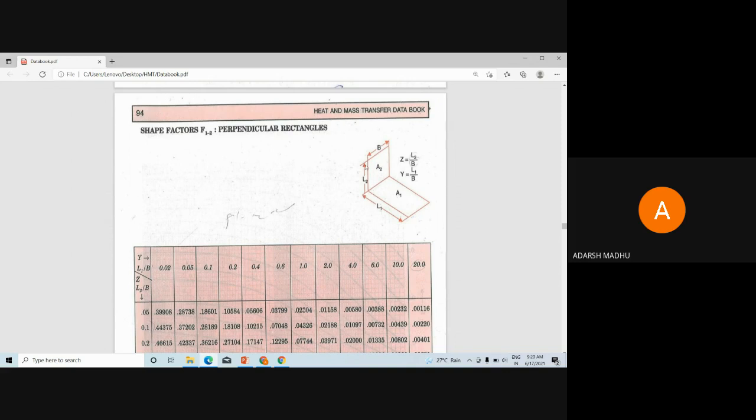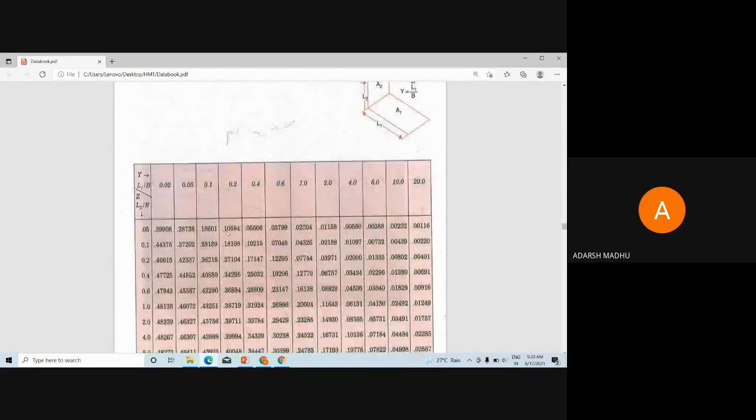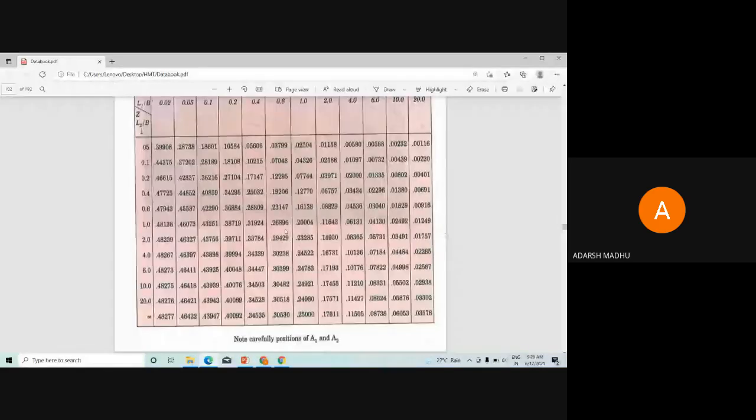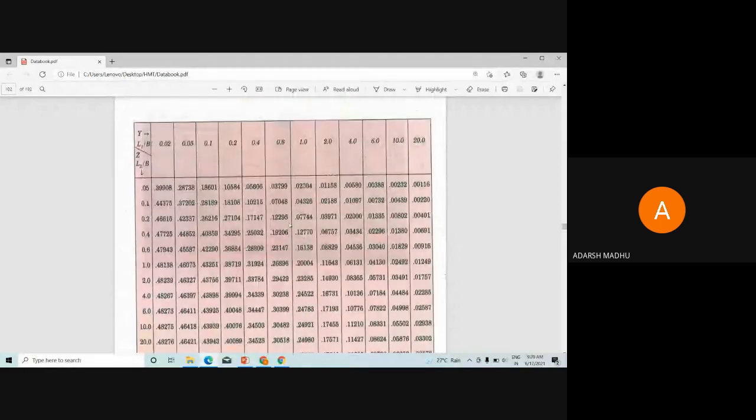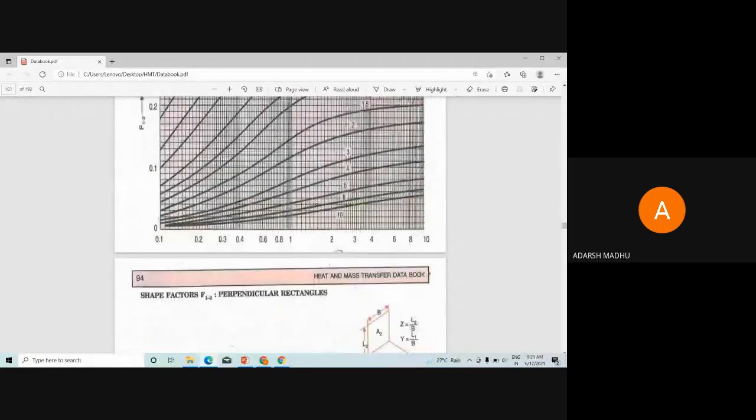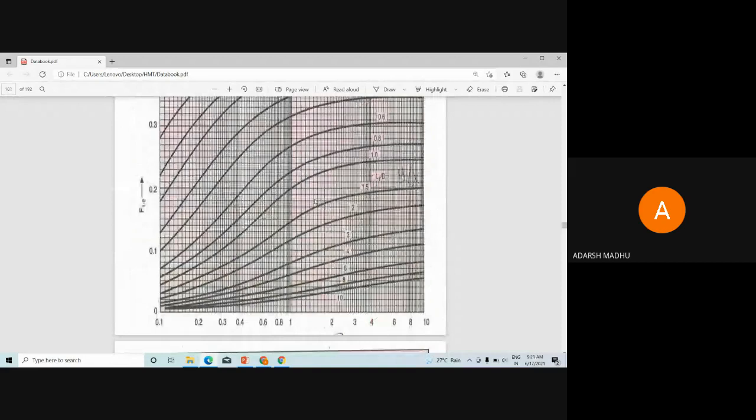L2 is shown here, B is here. So Z is L2 by B and Y is equal to L1 by B. L1 by B and L2 by B, and find the values of Z and Y. Here Z is shown on the Y axis, and Y is shown on the X axis. Just intersect the values and find the particular shape factor using this curve.